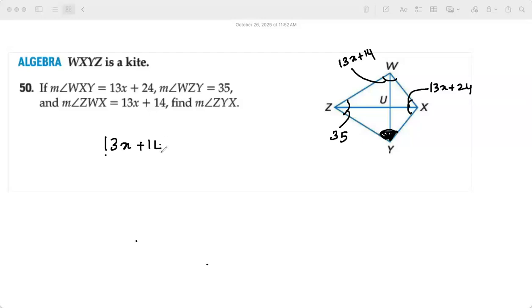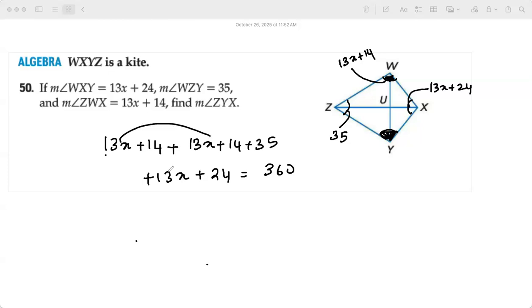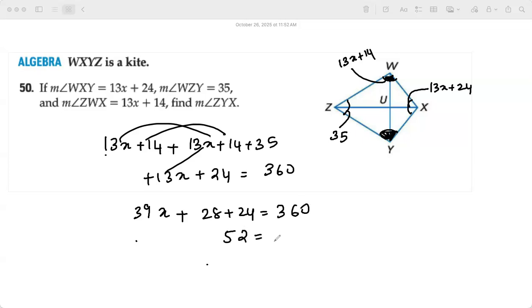13x plus 14 plus, see, this is the same as this two, right? 13x plus 14 plus 35 plus 13x plus 24 will be equal to what? 360, right? 13, 13, 13, that's 39x plus 28 plus 24 will be equal to 360. Miss Priya, you forgot the 35. I forgot the 35. Thank you. I really appreciate it.